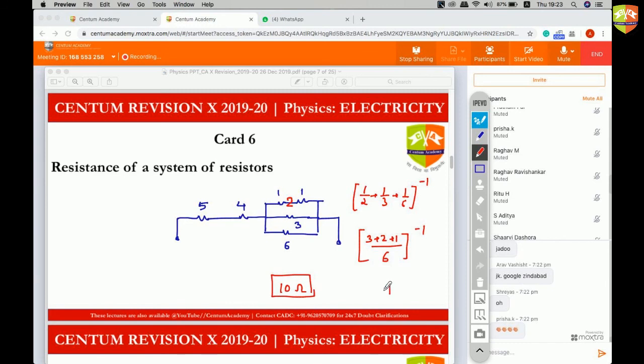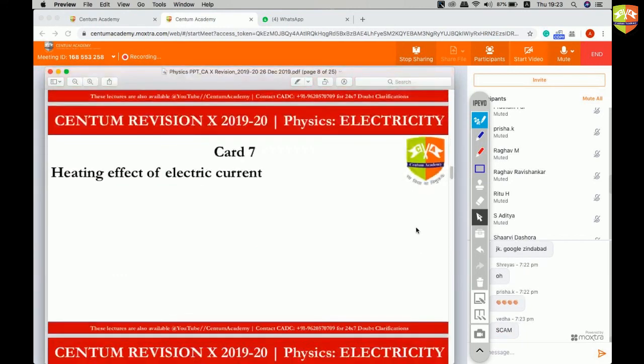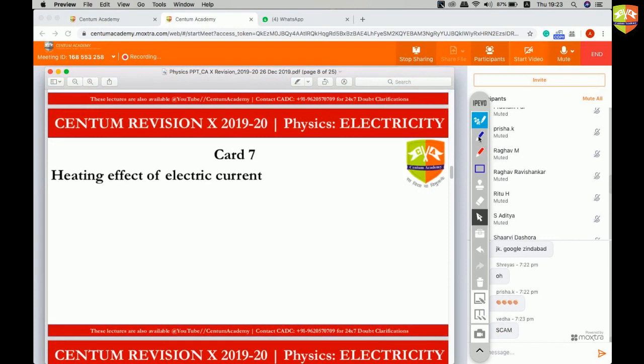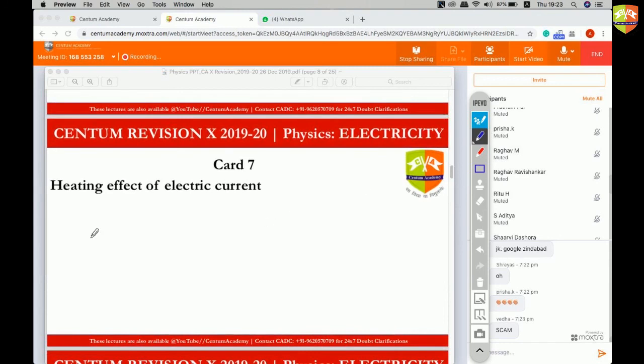Proceeding further, the heating effects of electric current. For that, I guess it is better to consider electric power first and then heating effects, because heat, which is energy, in an electric circuit will come as power multiplied by time. Power, especially for the case of heat, is I square R.